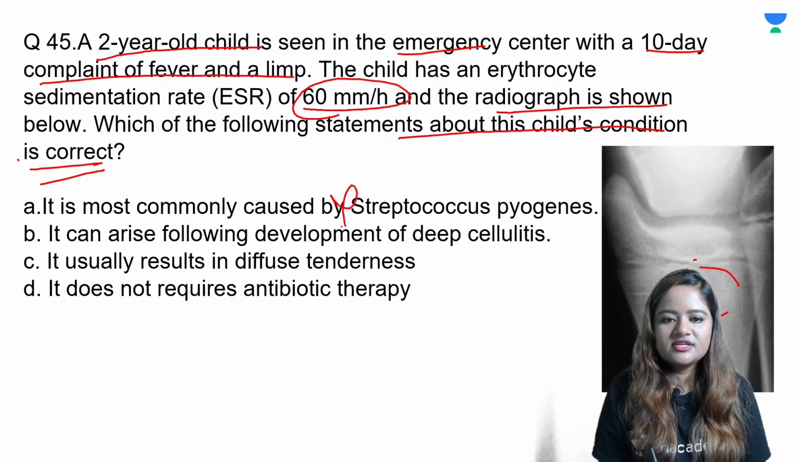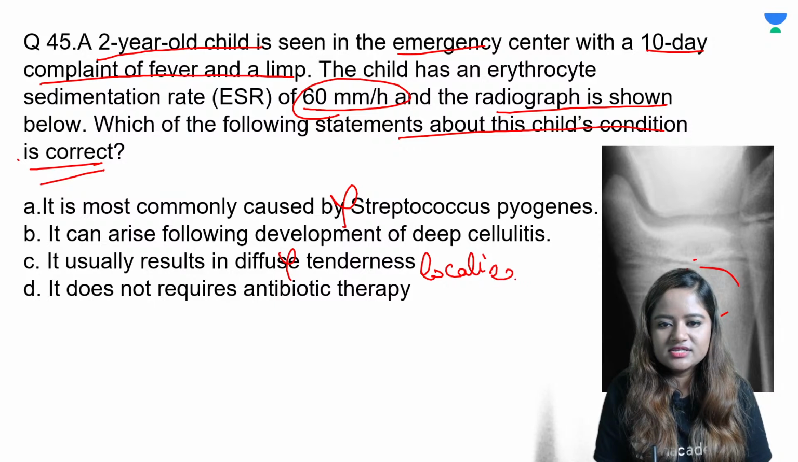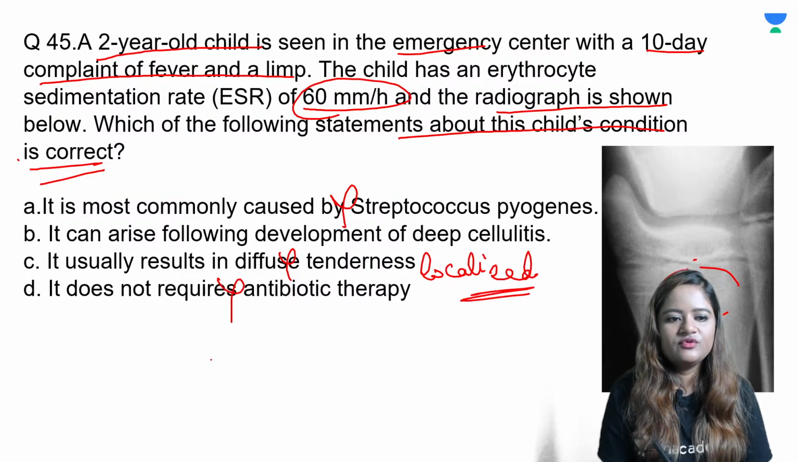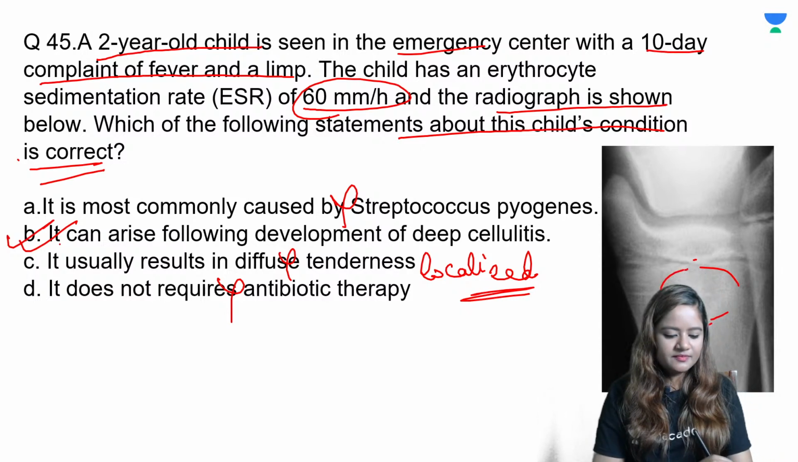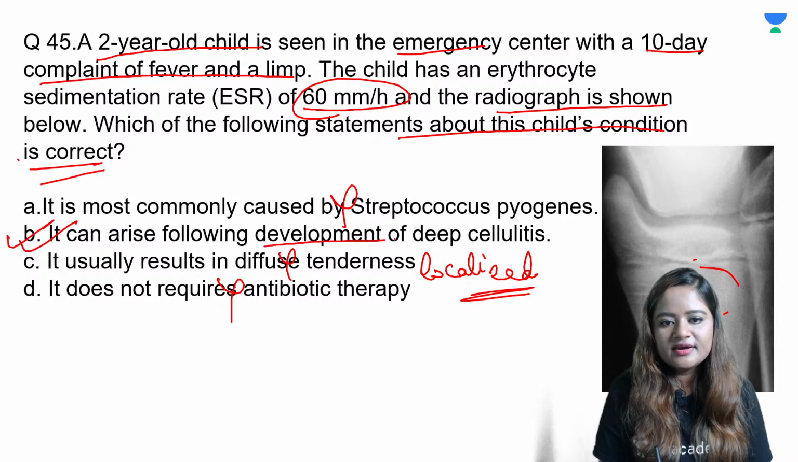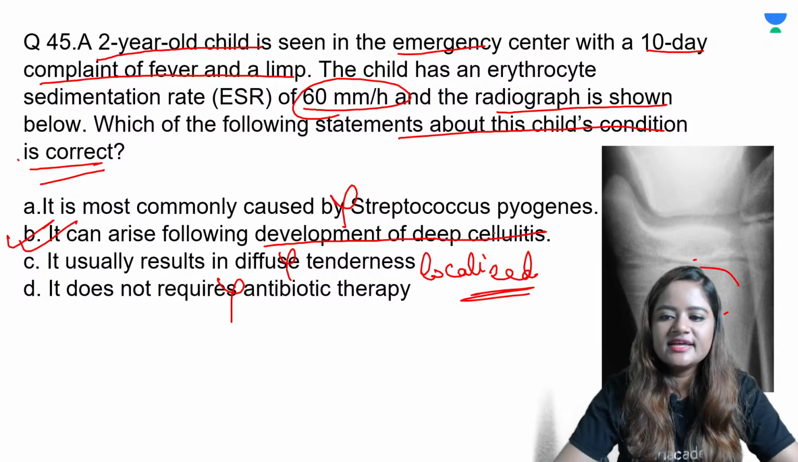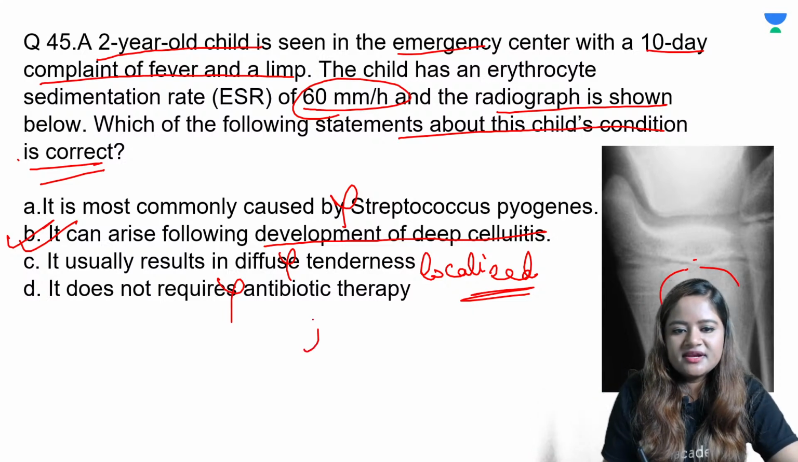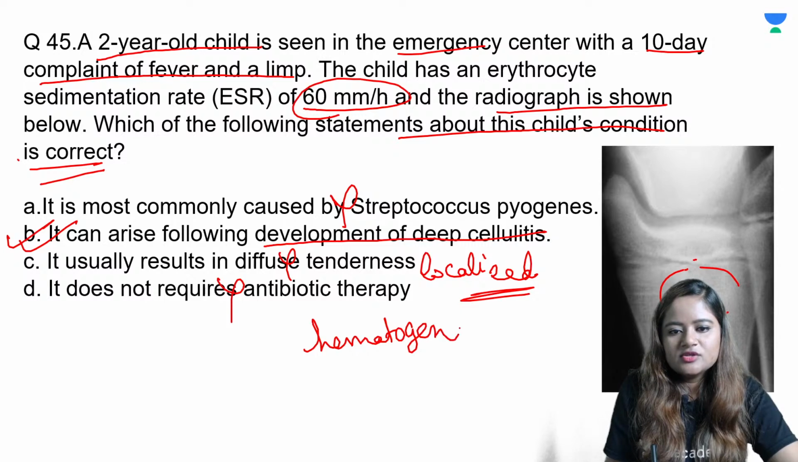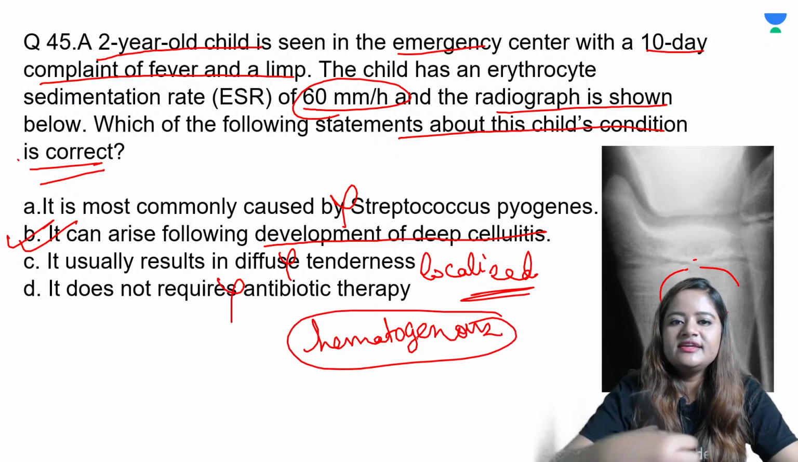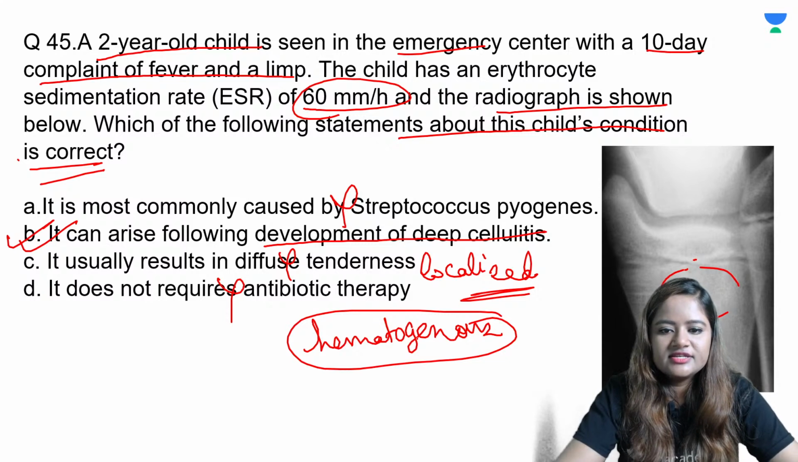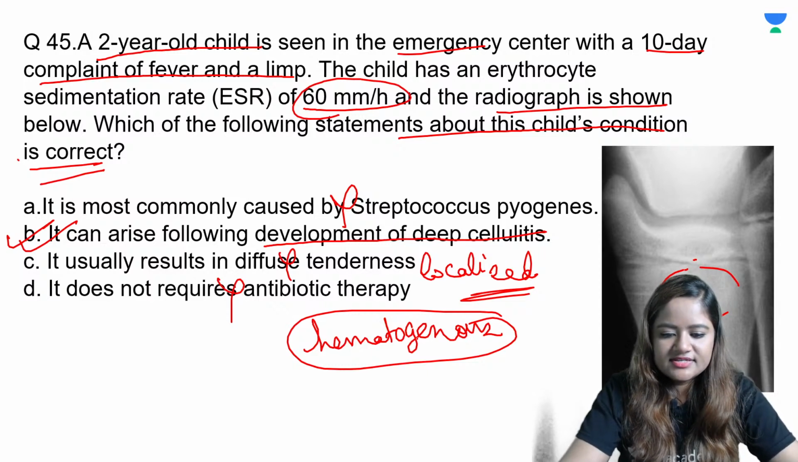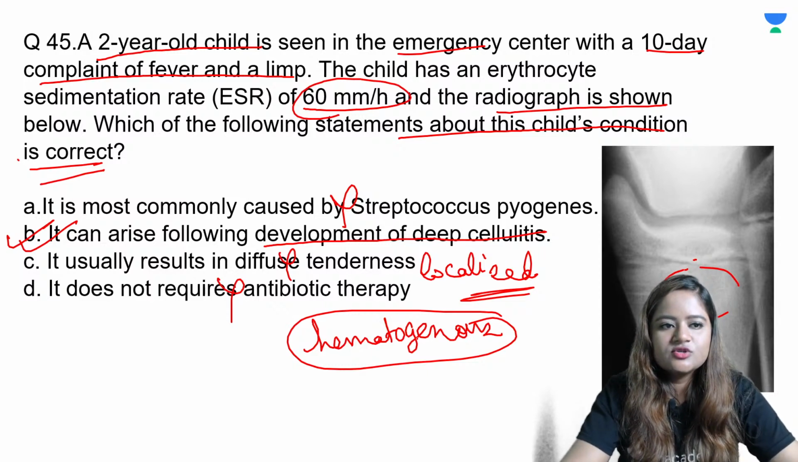Which statement seems to be right? Is it caused by Streptococcus pyogenes? No. Does it lead to diffuse tenderness? No. It is localized tenderness of the bone. Antibiotic therapy obviously we have to give. So the right option over here is option B, that is it can arise following a deep cellulitis. Any sepsis setting in a child can lead to infection spread in the bone also, which can lead to osteomyelitis. How does it spread? It spreads by hematogenous route. Because of any infection that has already occurred in the child, it can lead to hematogenous spread and that can cause infection in the bone, that is osteomyelitis. Is it clear? So the right answer is option B.